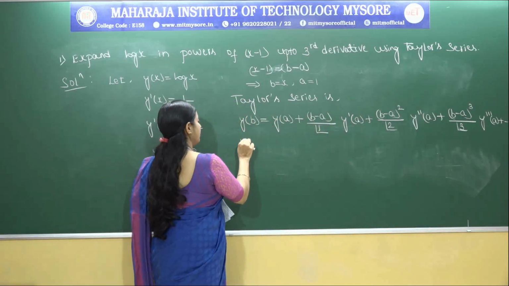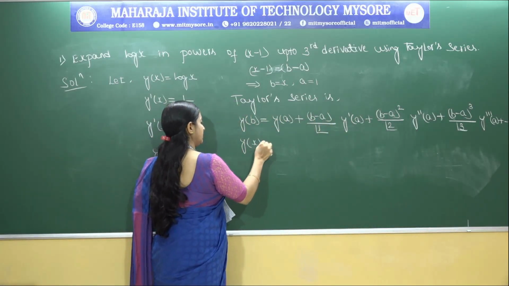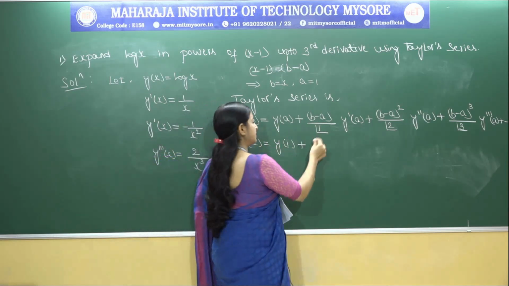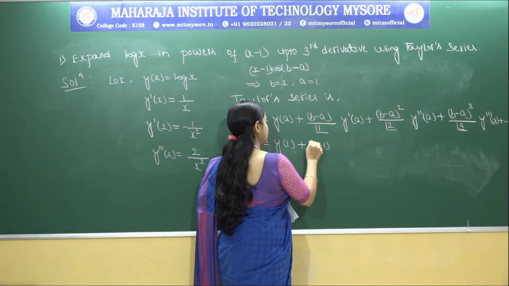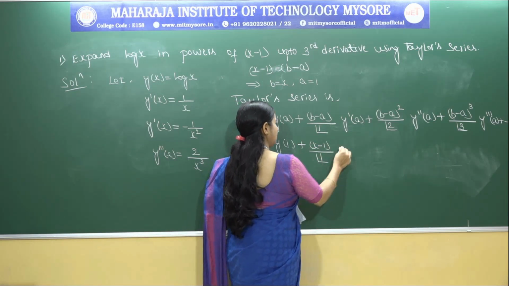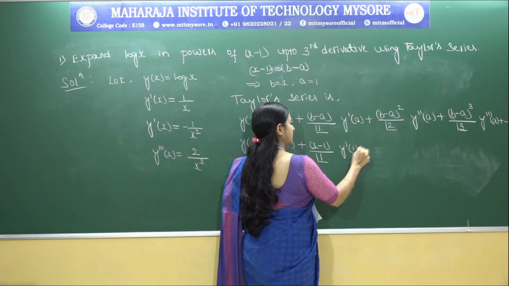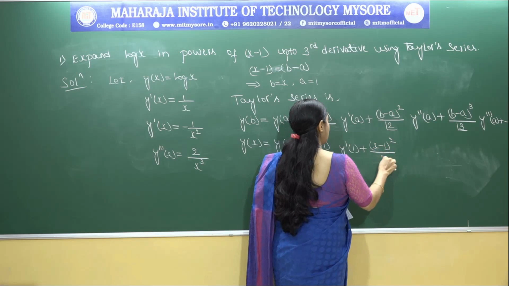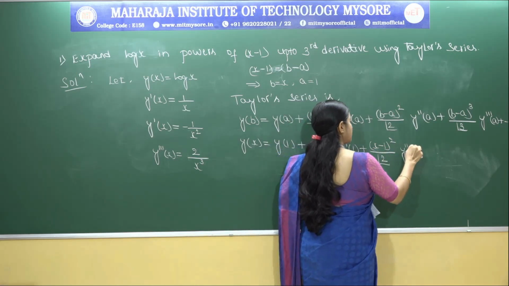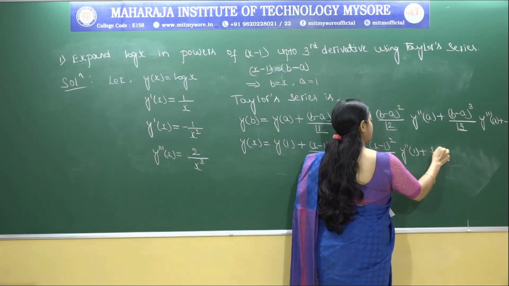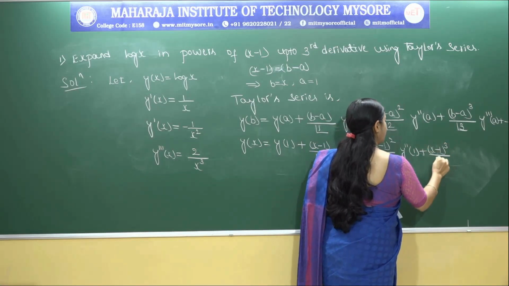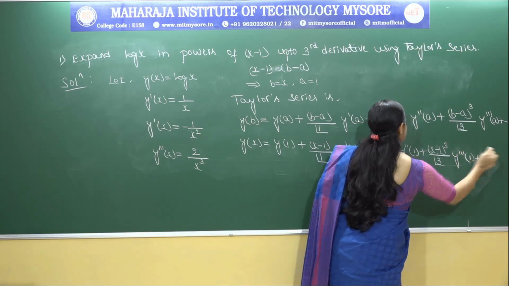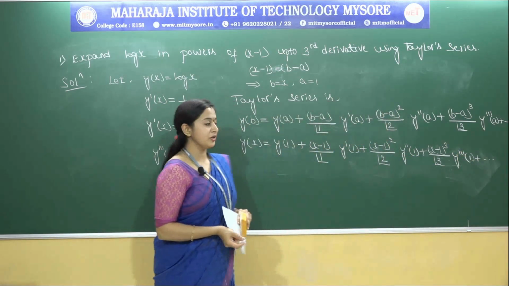Next, substitute the b and a terms. So b equals x, and a is 1, so b minus a is x minus 1, divided by 1 factorial, y dash of 1. Next, x minus 1 whole square divided by 2 factorial, y double dash of 1, then x minus 1 whole cube divided by 3 factorial, the third derivative of 1. Since they asked till the third derivative, stop at the third derivative.